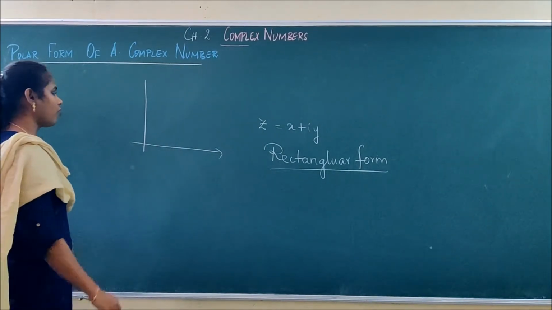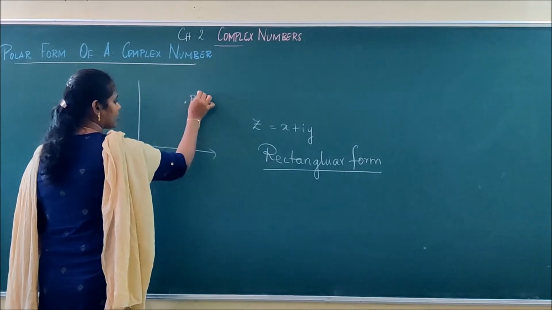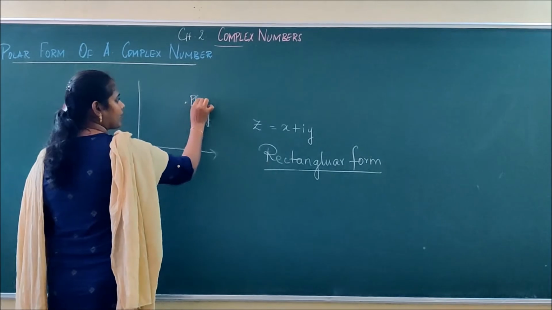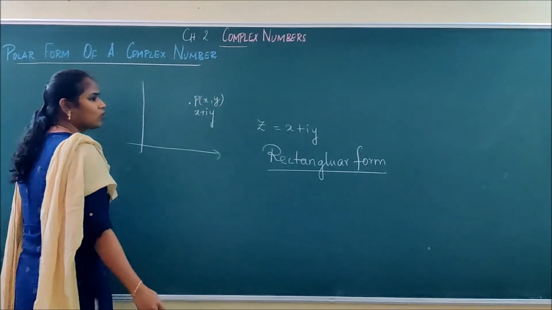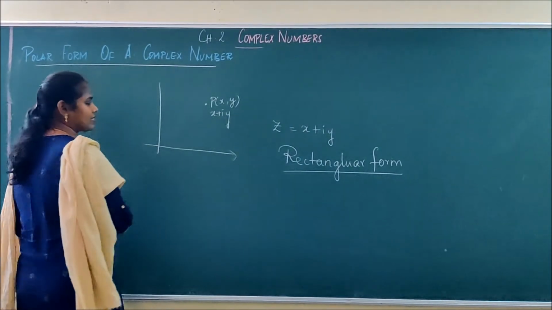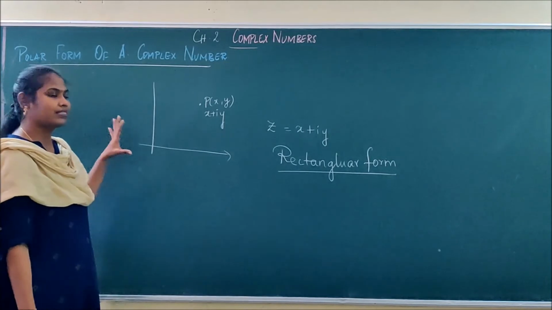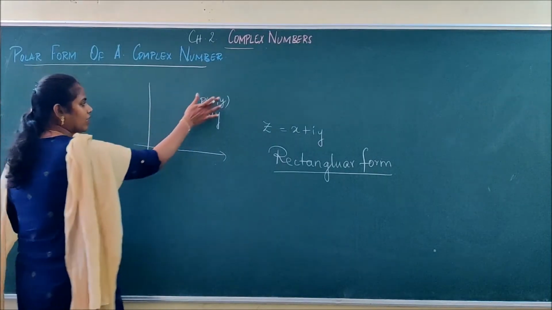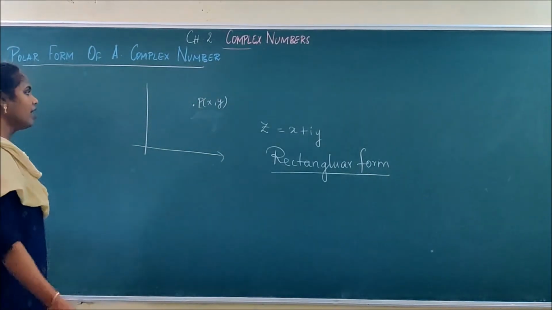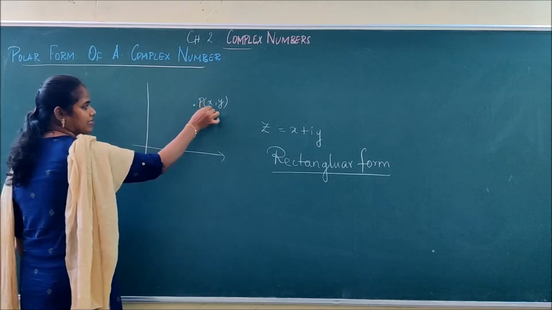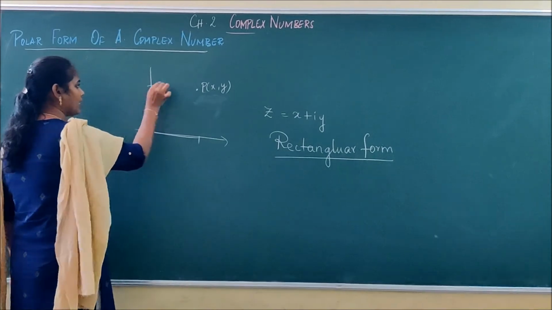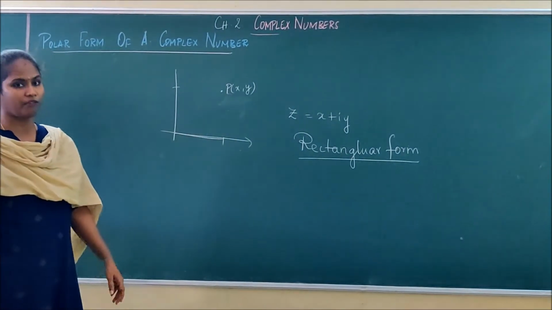For this rectangular form, we will take a complex number, let it be x plus iy, and I can write this complex number in a coordinate system, and this is called Cartesian coordinates. It is already known, and this is the real axis and this is the imaginary axis. This is just an Argand plane. We represent this point P of x comma y as the point that has traveled x distance on the x axis and y distance on the y axis.